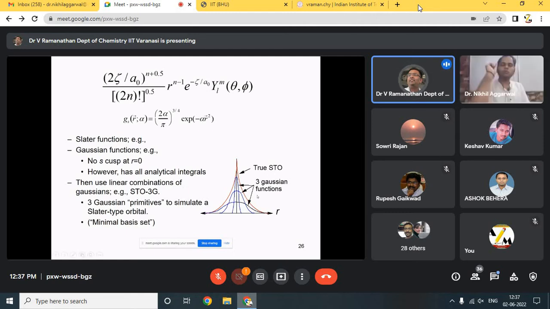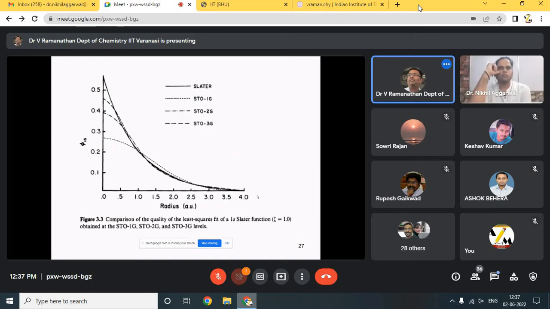Some of you may be aware of the keywords: the 3G refers to three Gaussian type orbitals. You can have one Gaussian orbital, two Gaussian orbitals, or three Gaussian orbitals. And here, whatever the Slater type orbital is able to describe analytically, the closest to it is STO-3G, then comes 2G and then 1G. Right? So this is where I will shift gears and introduce the computational chemistry terms. Enough of quantum chemistry now.